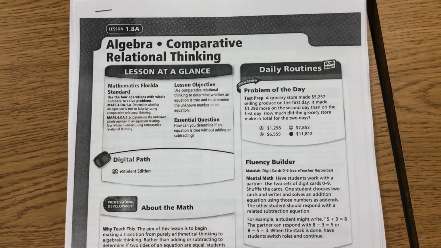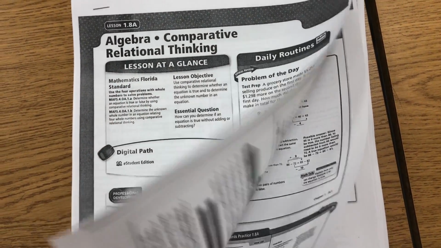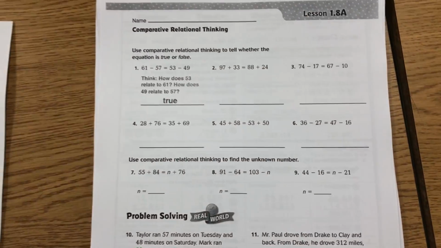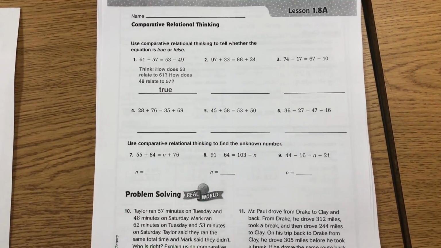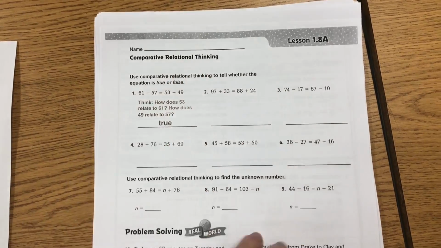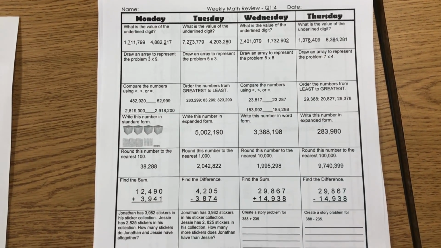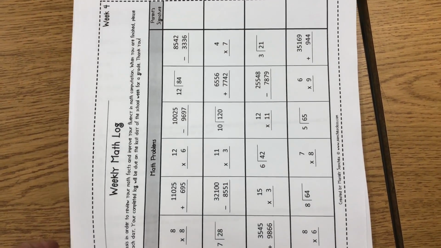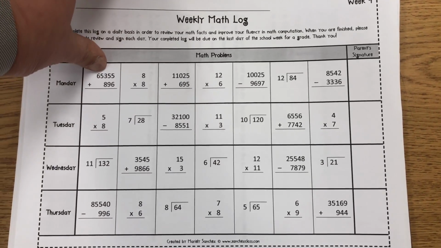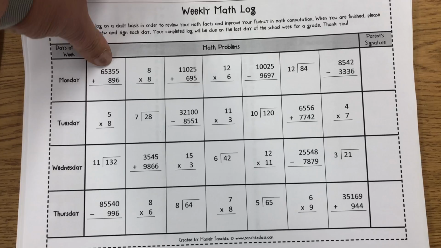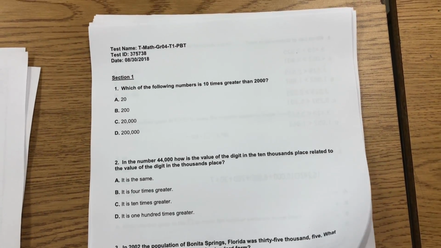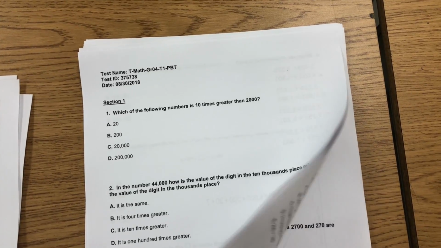This is an extra lesson that we're doing this week in math. So this is my teacher edition, and this is the activity page that they will have, which is on comparative relational thinking. This is our math log for this week. This is homework, again, One Stop Teacher Shop. This is my math log that I haven't put on my TPT store, but it helps with fluency for computation. This is our math assessment for Chapter 1, which our district provides for us in our SharePoint file.